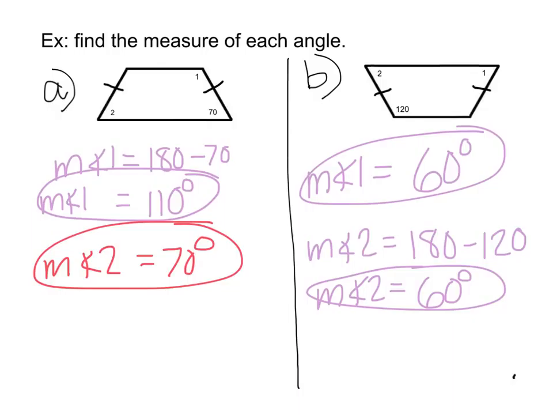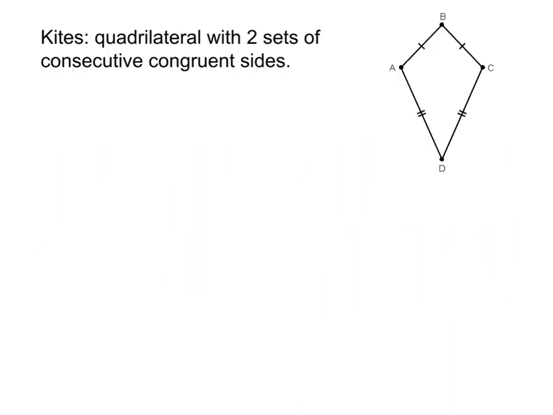Let's take a look at kites now. A kite is a quadrilateral, meaning it has four sides with two sets of consecutive congruent sides. What that means is two sides that come right after each other. That's what consecutive means, right after the other.